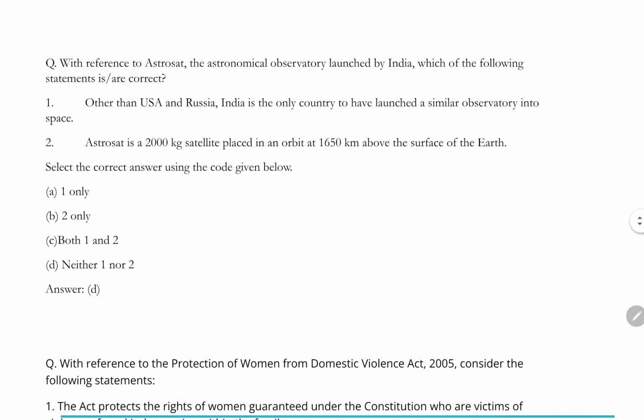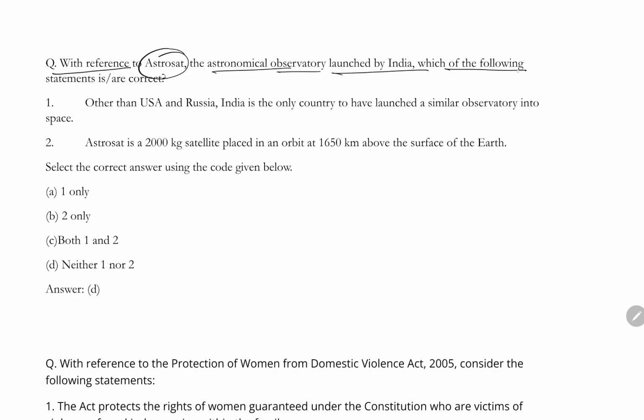Now moving forward, with reference to the ASTROSAT astronomical observatory launched by India, which of the following statements is or are correct? So this is a PYQ. Other than the US and Russia, India is the only country to have launched a similar observatory into space. This statement is incorrect, because other than the US, Russia and India, there is the European Union also, and Japan also. So the first statement is incorrect.